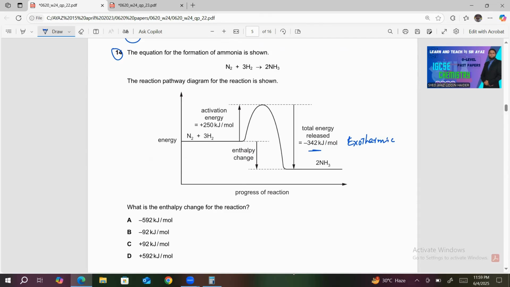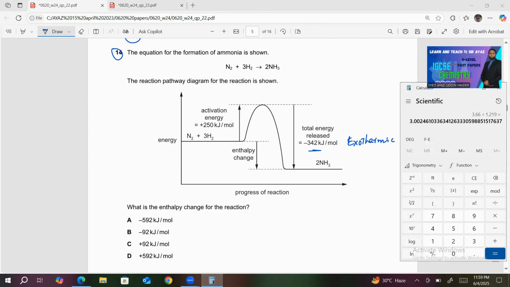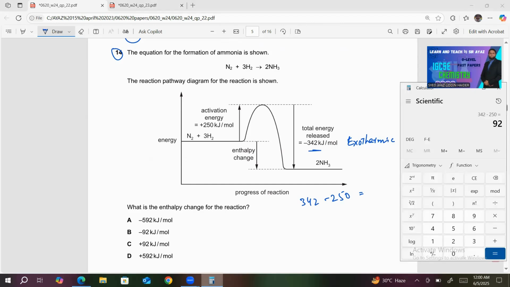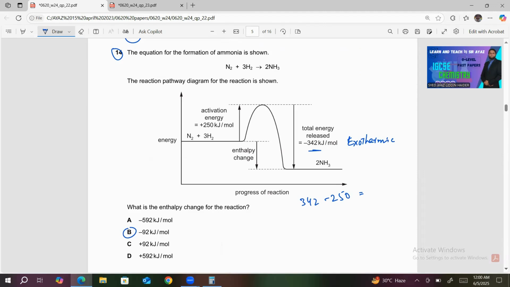So we need to calculate the enthalpy change. What we will do is subtract this 250 from 342. So 342 minus 250 and you will get 92. And sign must be minus because it's exothermic reaction. So B must be the right answer in this case.